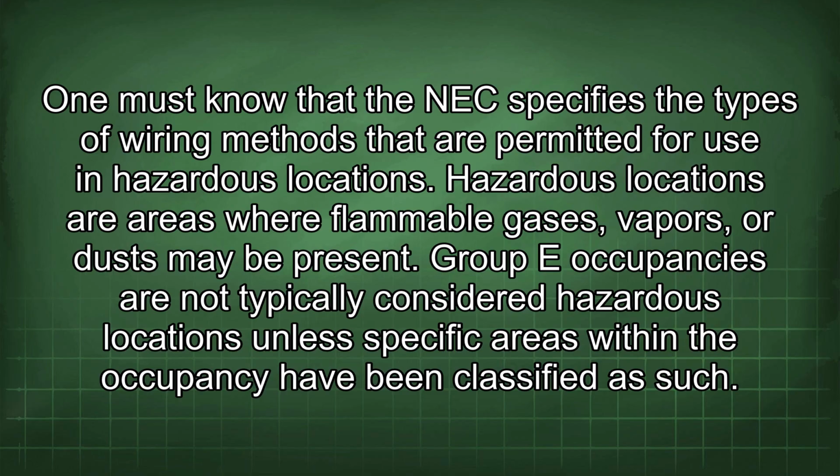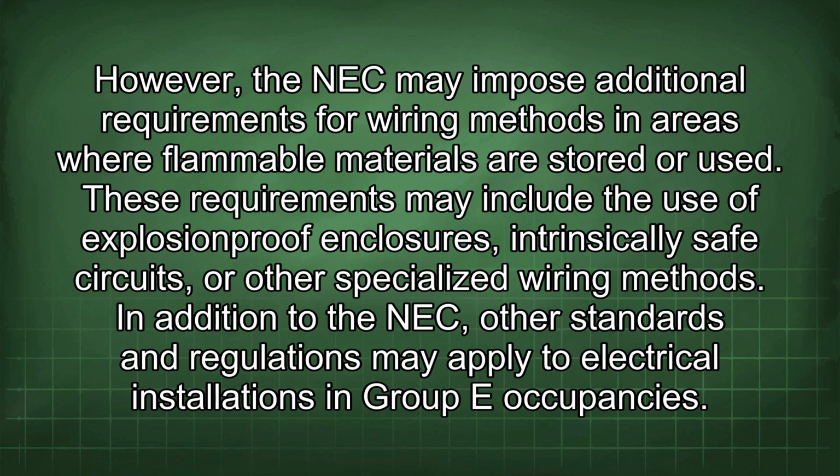One must know that the NEC specifies the types of wiring methods that are permitted for use in hazardous locations. Hazardous locations are areas where flammable gases, vapors, or dust may be present. Group B occupancies are not typically considered hazardous locations unless specific areas within the occupancy have been classified as such. However, the NEC may impose additional requirements for wiring methods in areas where flammable materials are stored or used. These requirements may include the use of explosion-proof enclosures, intrinsically safe circuits, or other specialized wiring methods.